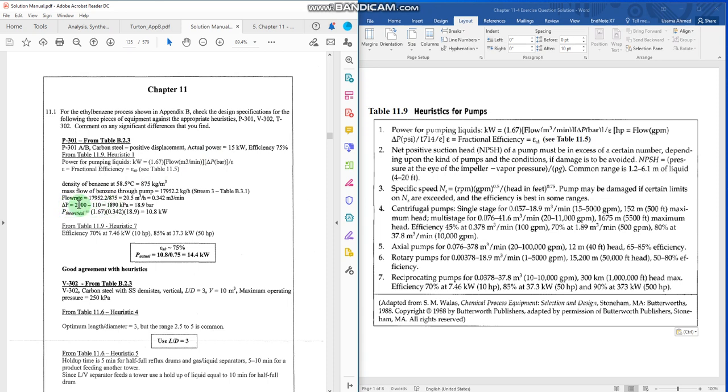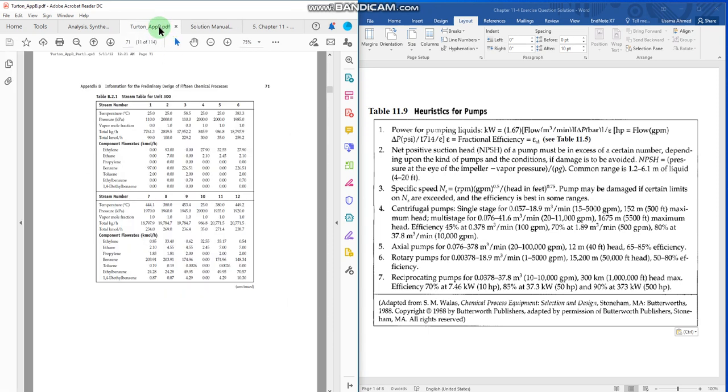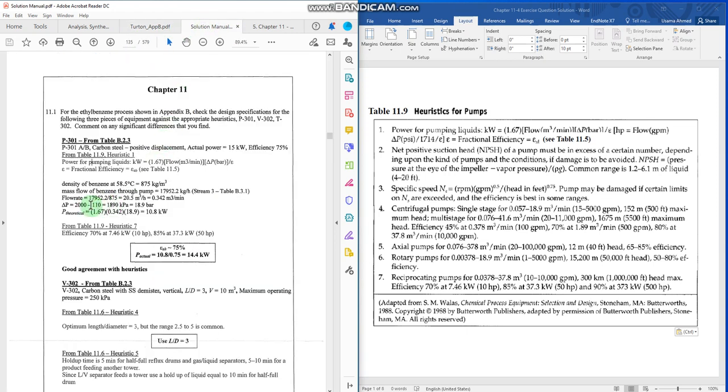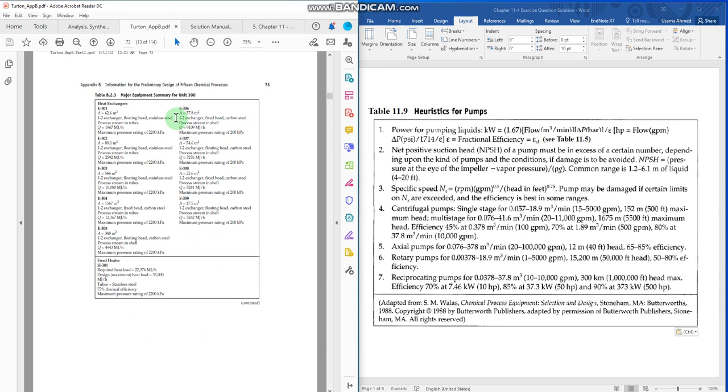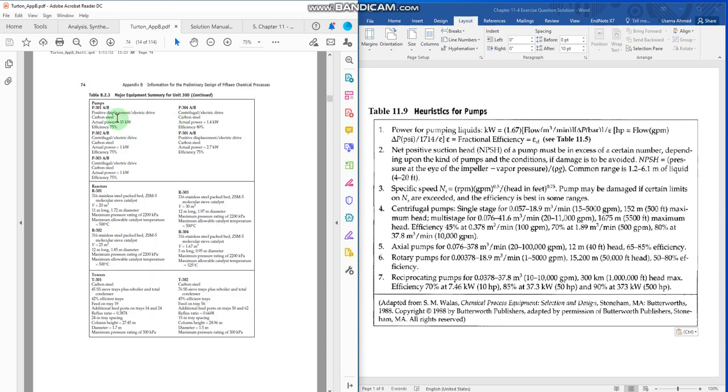For this, you have to go back to this table here, and you would see what the outlet pressure is here, that is 110 kilopascal. So 110. Okay, so this is basically the inlet pressure, and the outlet pressure is given to you in this table. Okay, now for the pump 302.